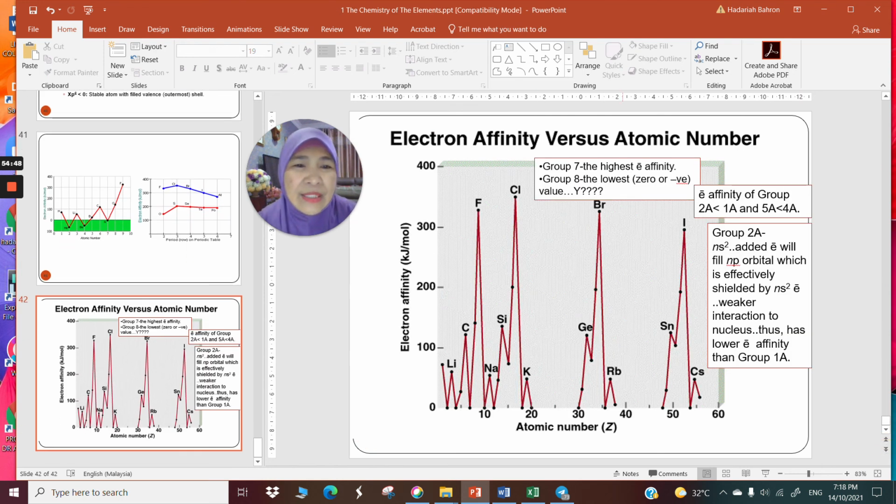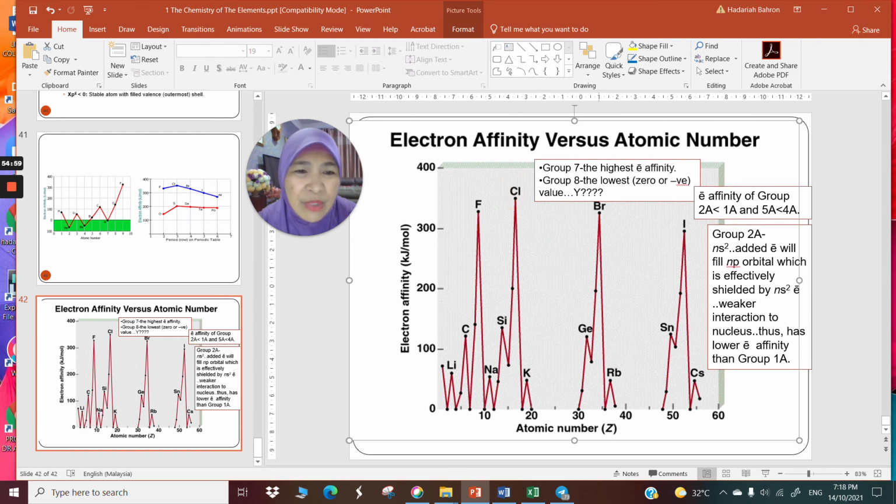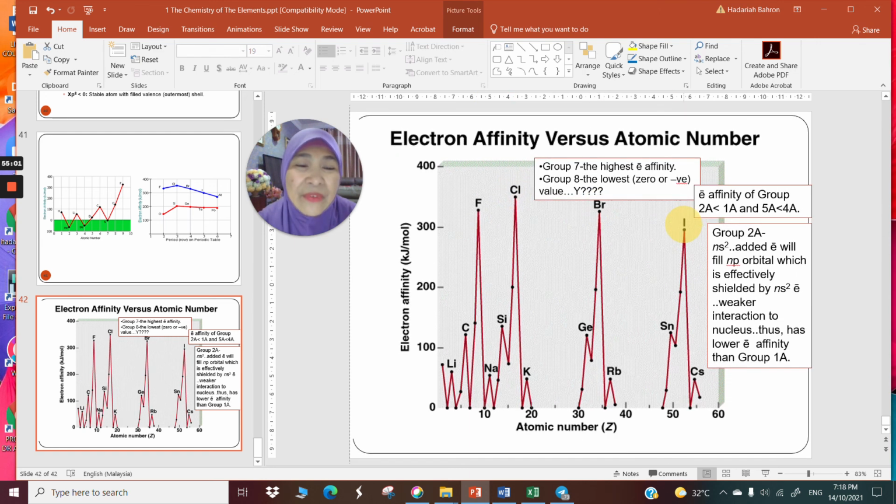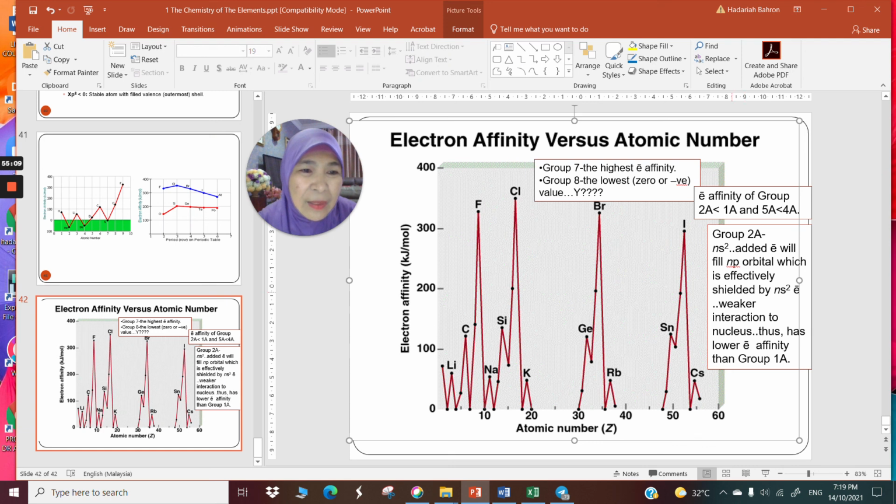So this is the graph of electron affinity versus atomic number, and you can see that the halogen group has the highest electron affinity of them all. Halogens really love electrons. All of this, you can read the actual reasons intimately from any textbook that you have with you. So this is the trend for electron affinity.